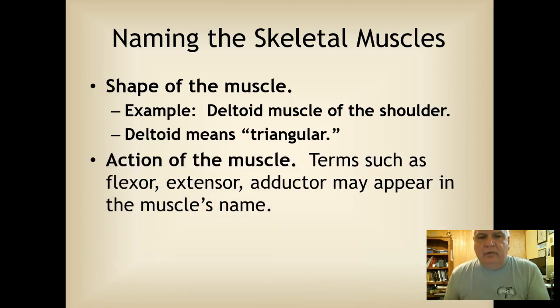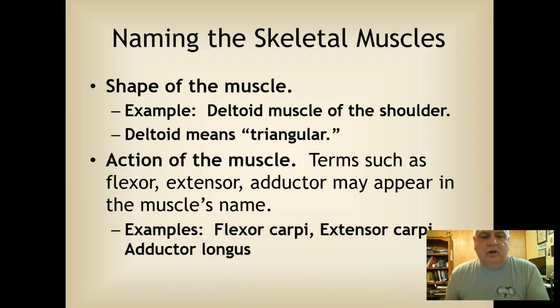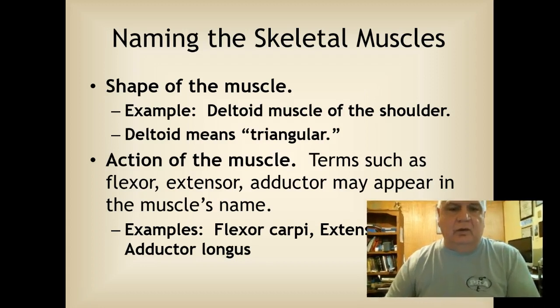Next, the action of the muscle could be used in the name of the muscle. Terms such as flexor, extensor, and adductor may all appear in a muscle's name. For example, you have the flexor carpi. Flexes what? Carpi refers to the wrist. So a muscle that flexes the wrist would be flexor carpi. Extensor carpi is going to extend the wrist. And adductor longus is the muscle of the groin that, when it contracts, is going to adduct the leg, or pull it toward the medial line.